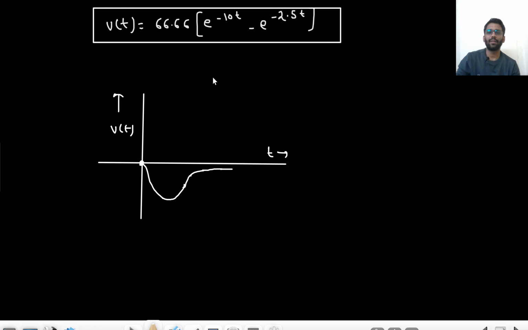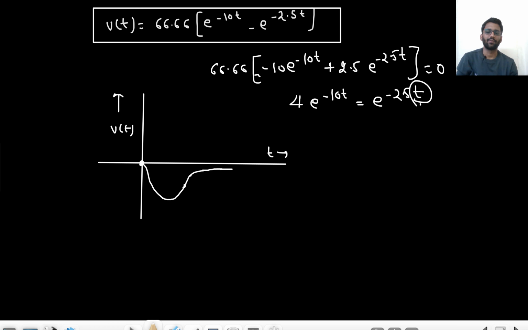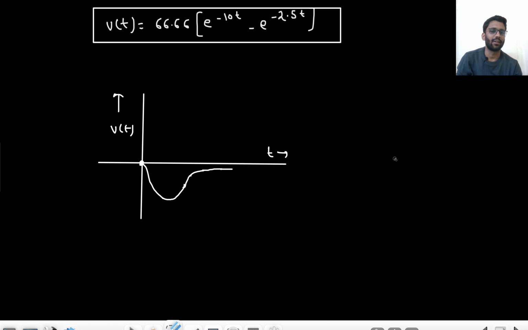Okay, and what will be the maximum value of V naught t, can I find that? How can I find it? Minus 10 e to the power minus 10 t. I am just differentiating it, e to the power minus 2.5 t, and put equals to 0. Then this will be 4 e to the power minus 10 t equals e to the power minus 2.5 t. So I can find the value of t from there, then I can find the maximum value as well. That value will be negative as well, but I don't need to find that value. Okay, so this is the graph for Vt.